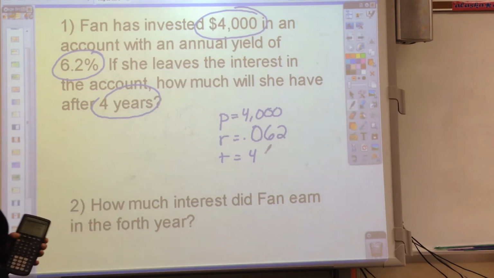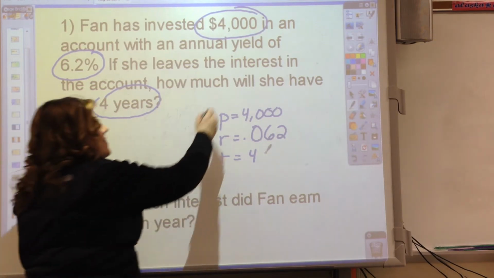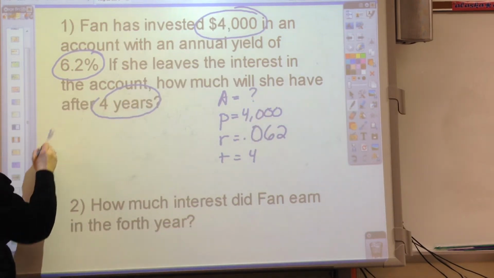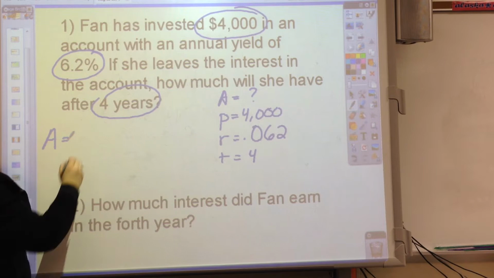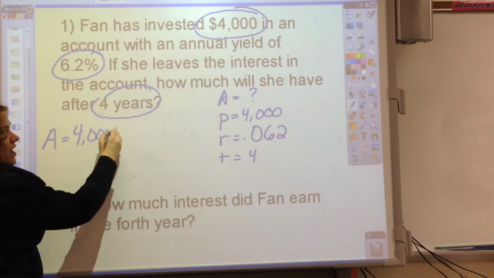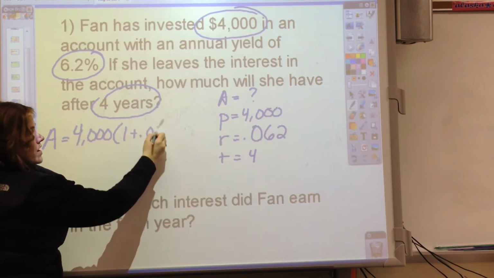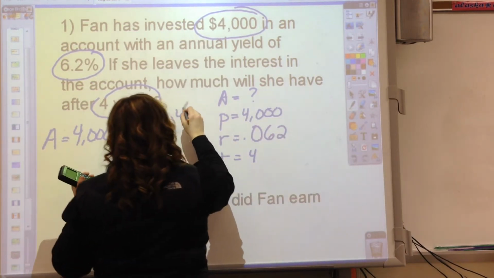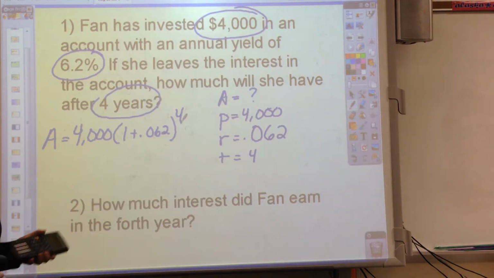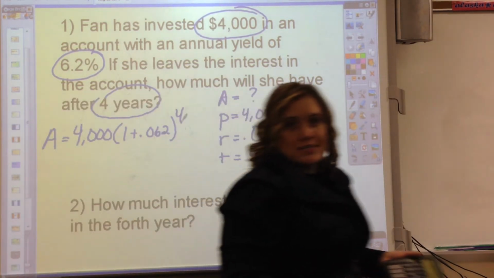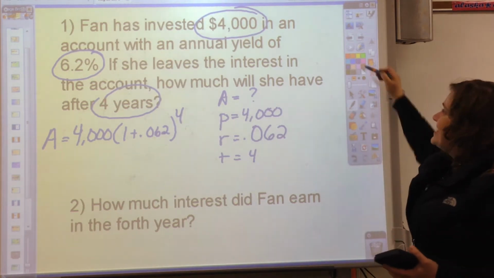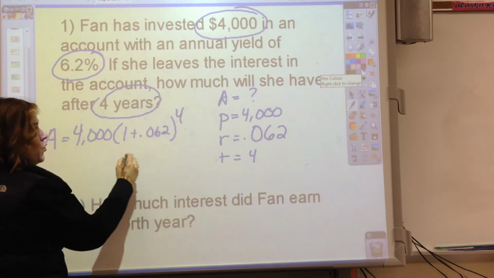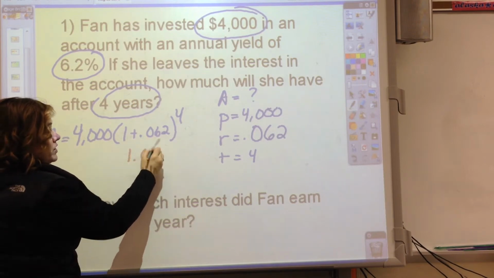And finally, if I'm looking for how much she has in her account, that is her A value, her end amount. So I'm looking for A. So to plug into my equation, I have A equals principal of 4,000 times 1 plus my rate raised to the power of time, which is 4. Now, order of operations is what I'm going to use here. Order of operations says that I have to simplify what's inside my parentheses first. So I'm going to do this part first.